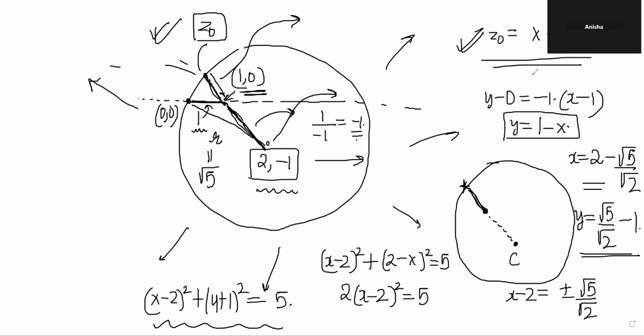And after that, finding the argument should not be difficult because it's a simple type of situation. You have to do z naught plus z naught conjugate, and z naught minus z naught conjugate plus 2i, right? So be careful.